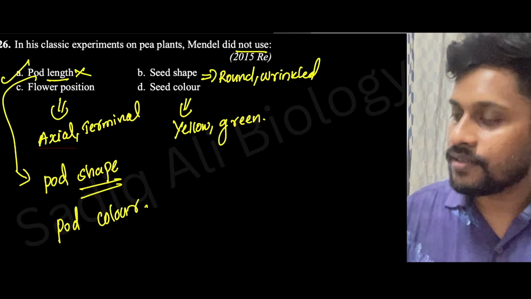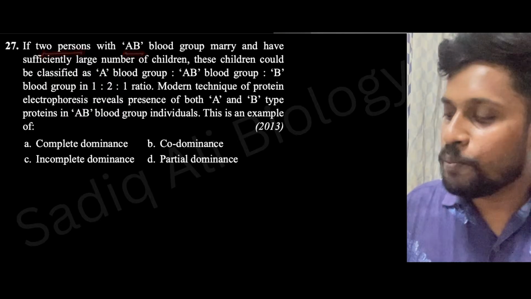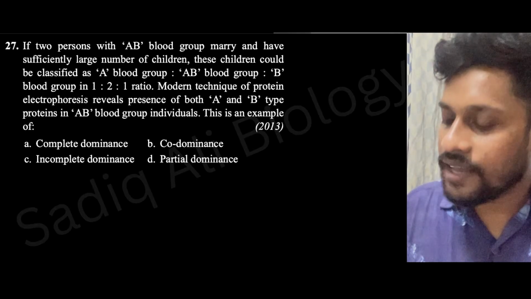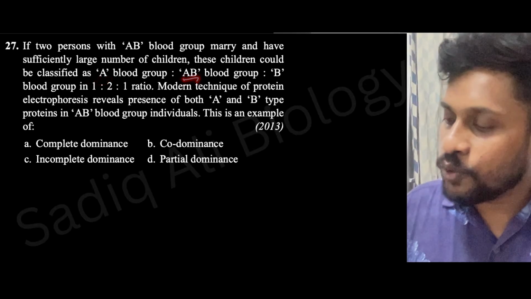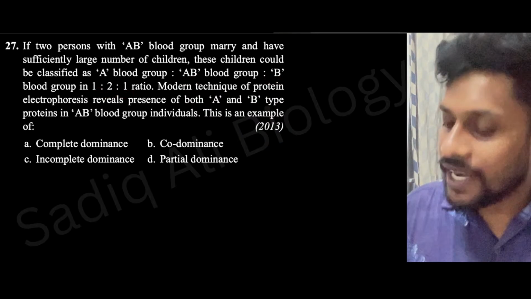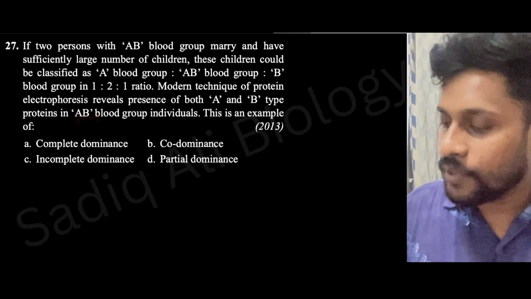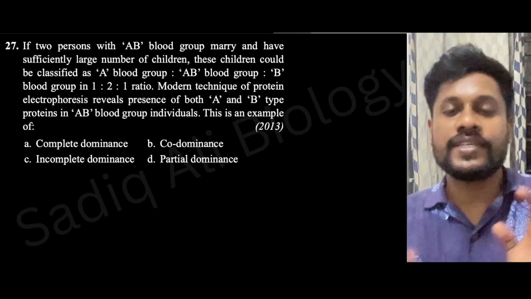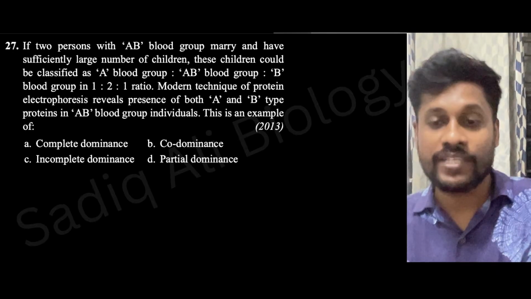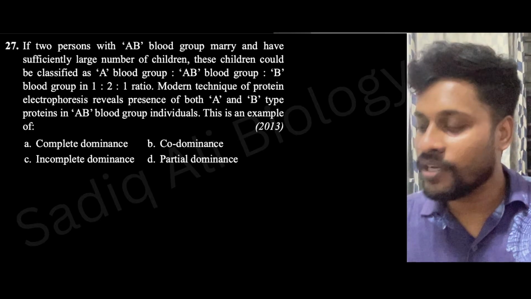Harshavardhan, nice. Now, 27. If two persons with the AB blood group marry and have a sufficiently large number of children, these children could be classified as A blood group, AB blood group, and B blood group in 1:2:1 ratio. Modern technique of protein electrophoresis reveals the presence of both A and B type of protein in AB blood group individuals. This is an example of, guys, this question looks like a big question. Actually, it is very, very simple. Whenever you see a very long question, imagine mostly that it will be an easy question. Here they have simply given a big story.